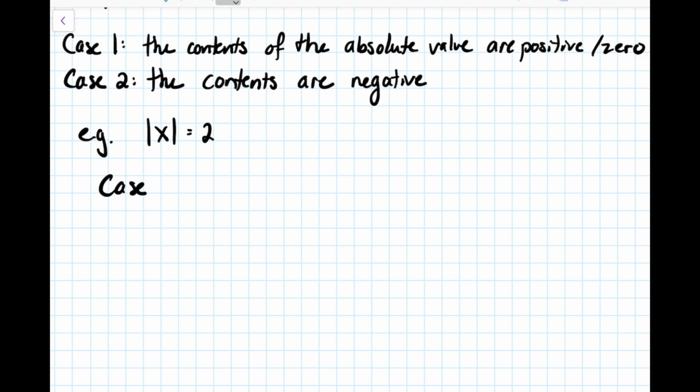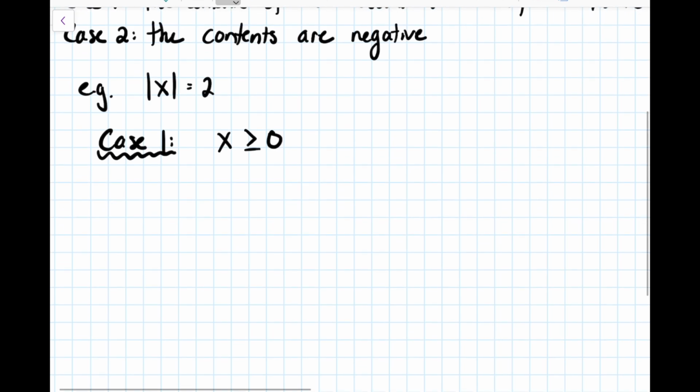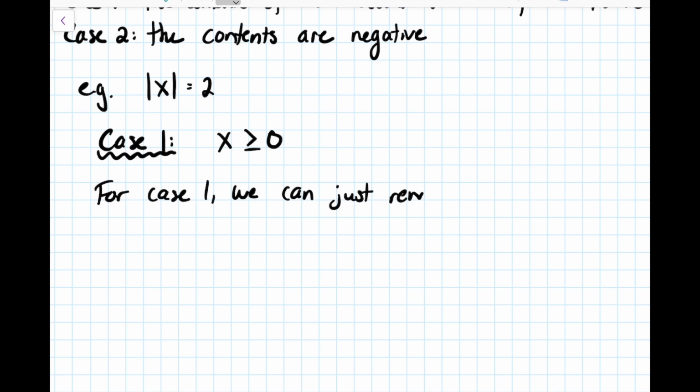So if we're looking at case 1, first thing we need to do is establish sort of a domain for this. So case 1 happens when the contents of the absolute value, x, are greater than or equal to 0. So if the thing inside the absolute value is positive, then it's not going to change the thing inside the absolute value. It's just going to stay as is. So for case 1, and this is going to be true consistently, we can just get rid of the absolute value and then just solve. So we're not going to have to do anything strange. We're just going to be solving normally.